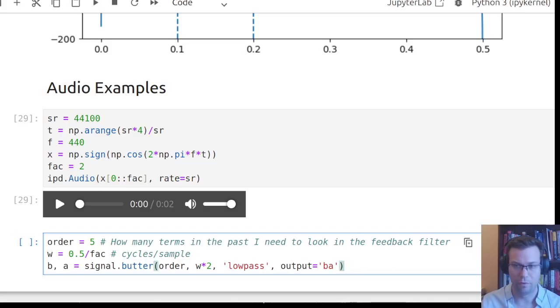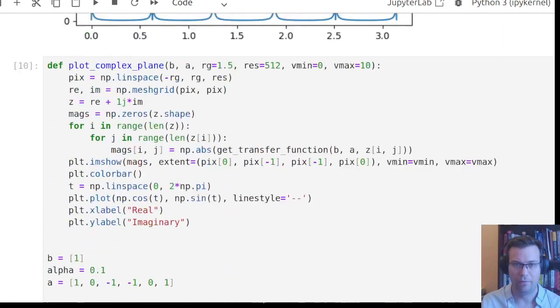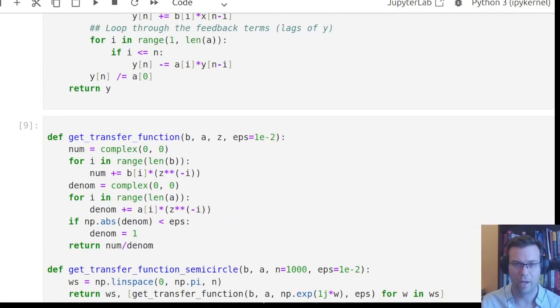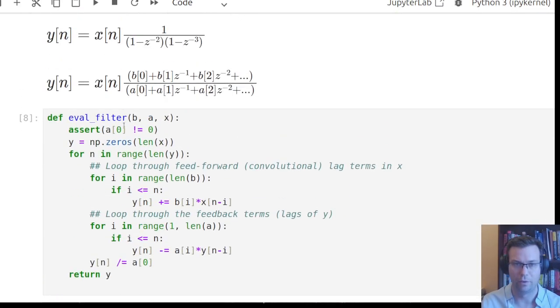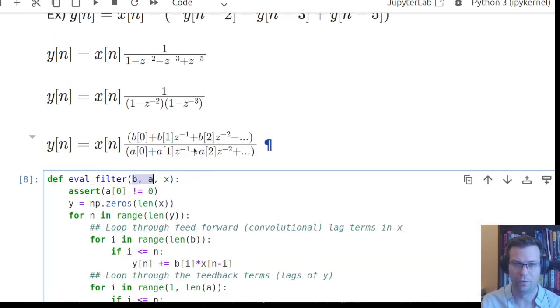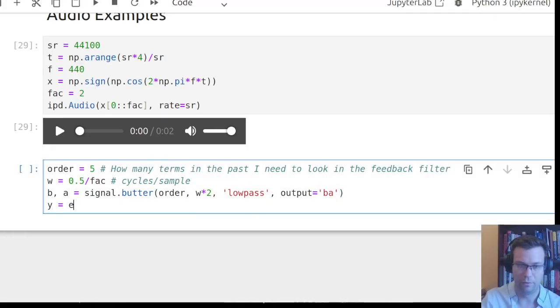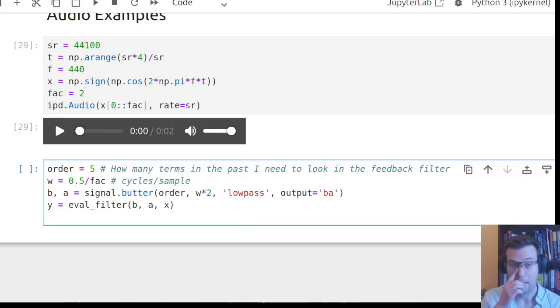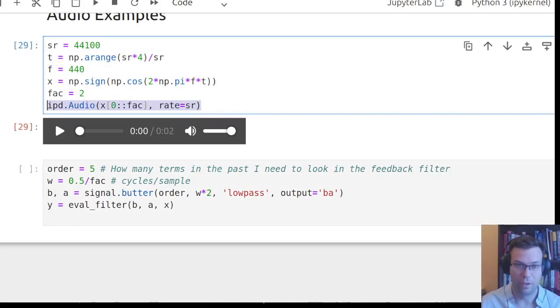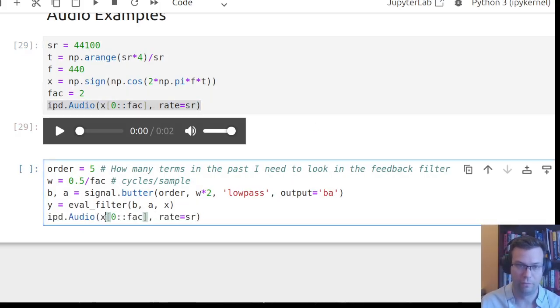And okay, great. So I'll make my Butterworth filter. And then I have this method that I wrote to actually evaluate the filter when it's specified in transfer function form with these coefficients b and a. So I can say eval filter. So I'll say y is equal to eval filter b a x. Now let me listen to the result of dropping every other sample of this filtered signal.